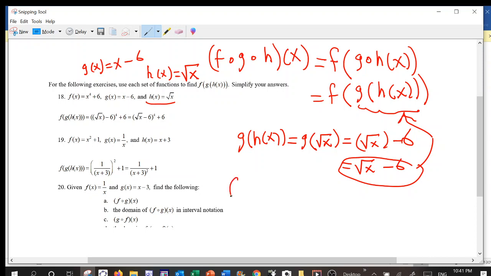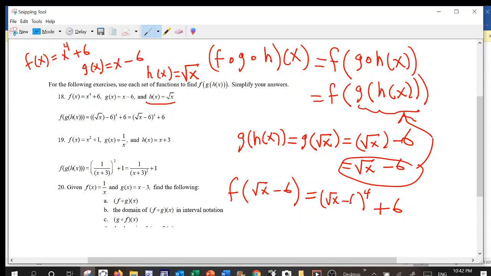Okay, now we have to do f of that, right? Square root of x minus 6. But what is f? Well, f is right here. F is x to the 4th plus 6, right? So f is x to the 4th plus 6. But what is the square root to the 4th? That. So there. So that's the answer that we get for composition of those 3 functions, right?